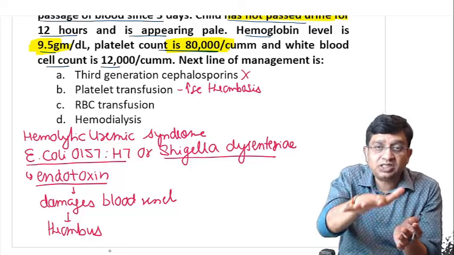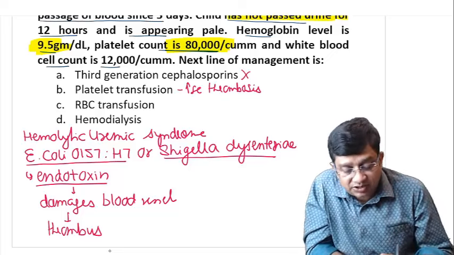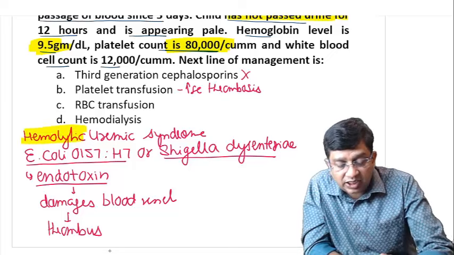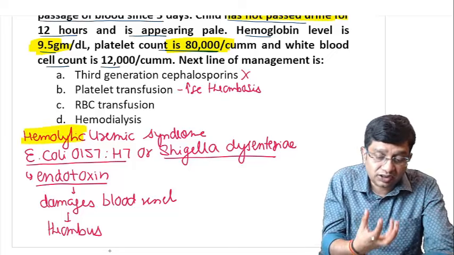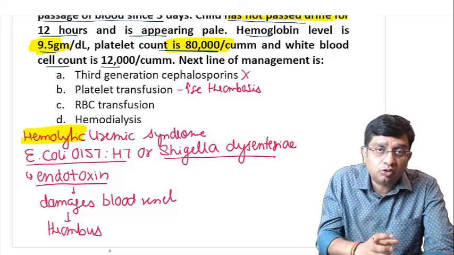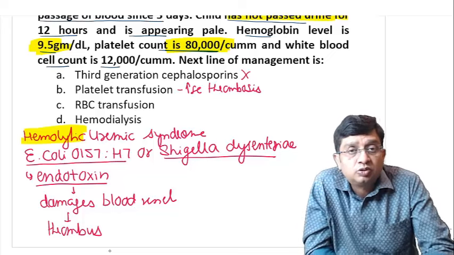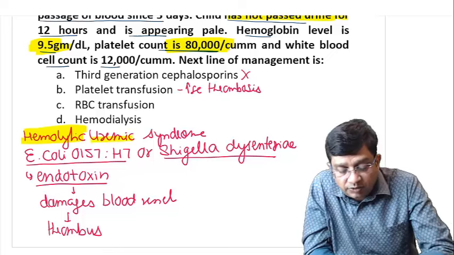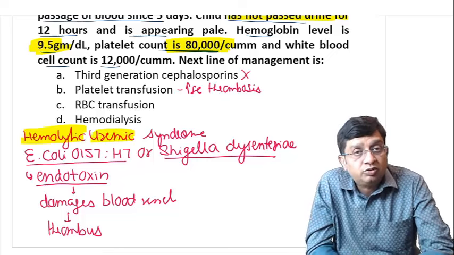So when the RBC passes through the small vessel, the RBC will be hemolyzed. So the name comes hemolytic. And the thrombus is in a small vessel, that is the glomerulus. Glomerulus is a tuft of capillaries. So in the glomerulus there is thrombus formation, so blood will not be filtered to form urine. Therefore there will be uremia. Right?